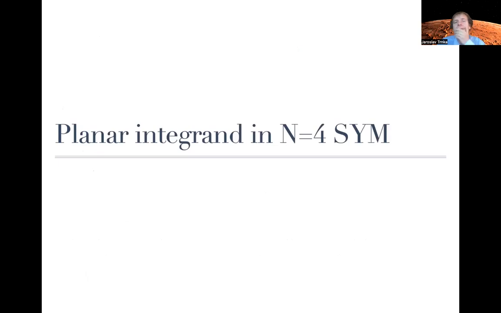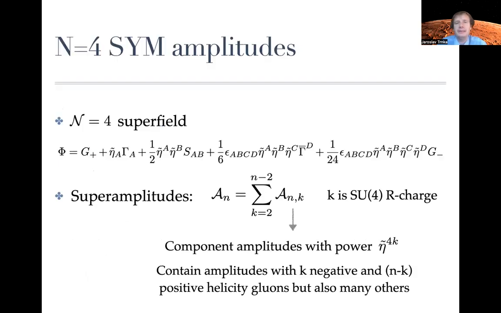Okay, so let me now talk more specifically about planar N=4, just mention a few things. Here we calculate superamplitudes. We define an on-shell superfield, which contains all the particles in the spectrum. It contains gluons, some fermions, and some scalars.